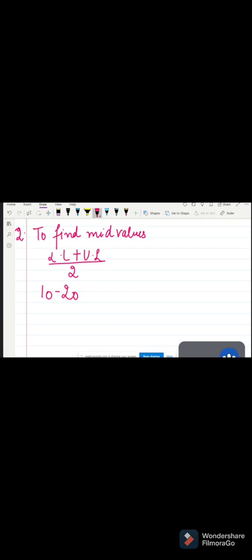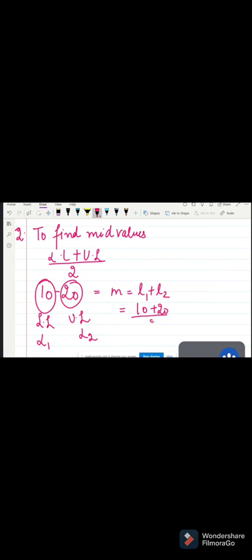Suppose 10 to 20 class interval is given and you have to find out the mid value, right? So how can you calculate? Lower limit plus upper limit. This is your lower limit L1 and this is your upper limit L2. So 10 plus 20 divided by 2, so 15 is your mid value, right?